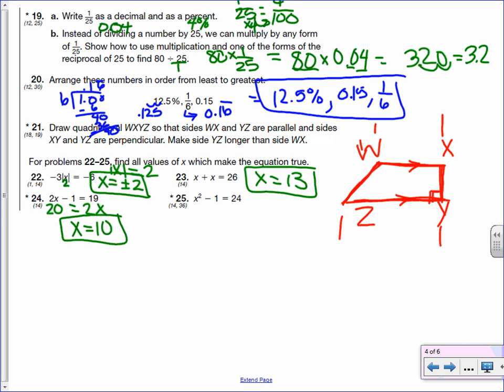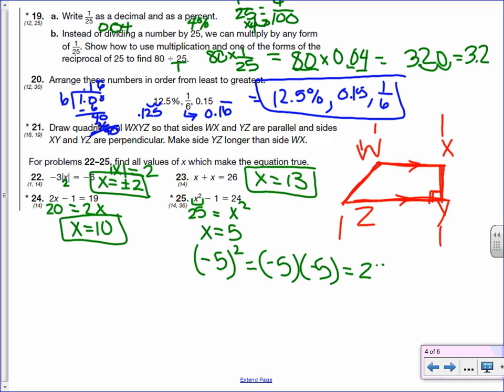x squared minus 1 equals 24. This number here has to be 25 because 25 minus 1 equals 24. So what number, when you square it, gives you 25? That number is 5. And it could also be -5, because when I square -5, that means -5 times -5, which is +25. So this one is 5 or -5. And again, I could have written plus or minus 5.